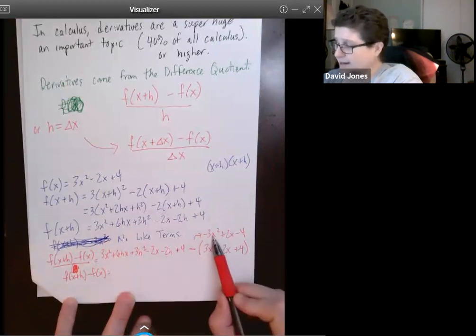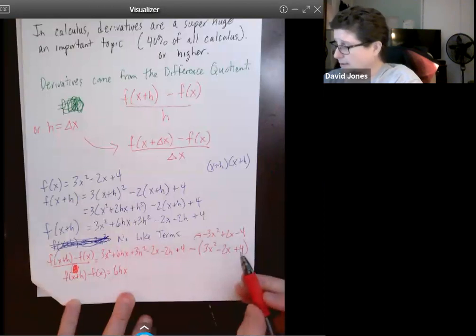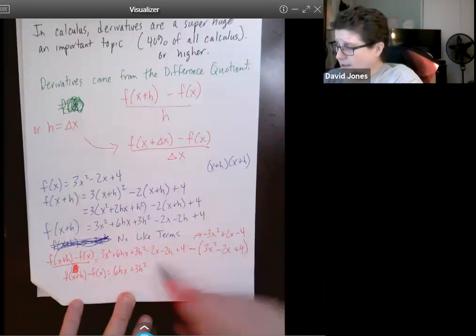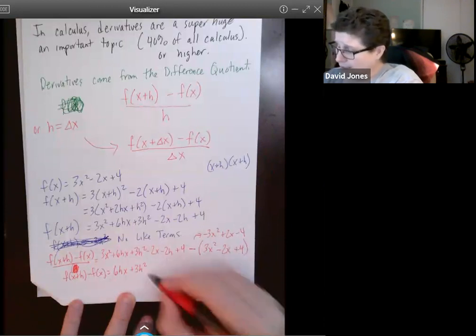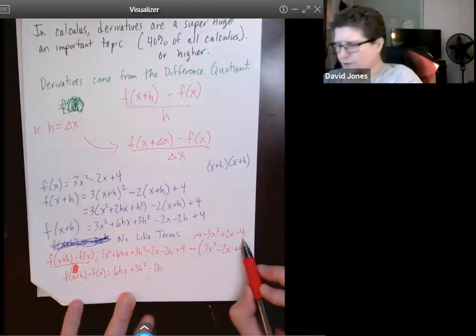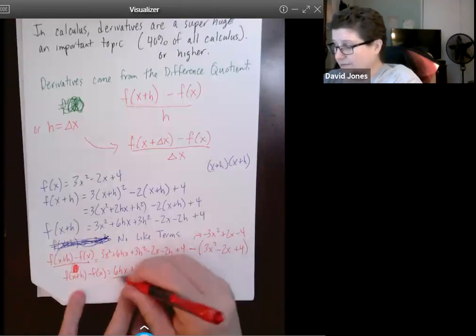That last set right there, and now I can combine like terms. 3x squared minus 3x squared go away. So I've got 6hx plus 3h squared. The negative 2x and plus 2x cancel each other out. And then I've got minus 2h. And I've got plus 4 and minus 4. Those cancel each other out. So if you've done the difference quotient correctly, everything that has just x's in it, no h's, goes away until you divide by the h.